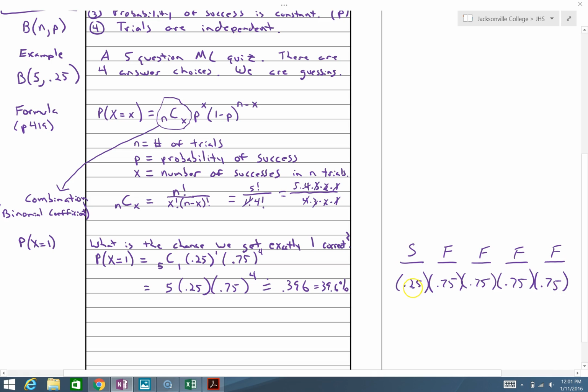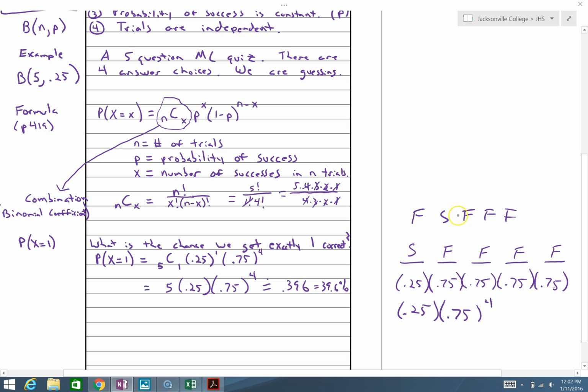Well, you can see this is 0.25 times 4 of those. So this is 0.25 times 0.75 to the 4th power. Well, that's exactly what that says there. Well, what's the deal with this 5? Well, sure, we could get the first one right and then miss these other ones, but couldn't we also miss the first one and then succeed and then fail?